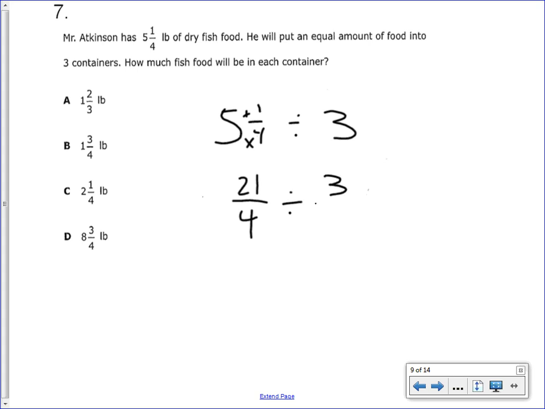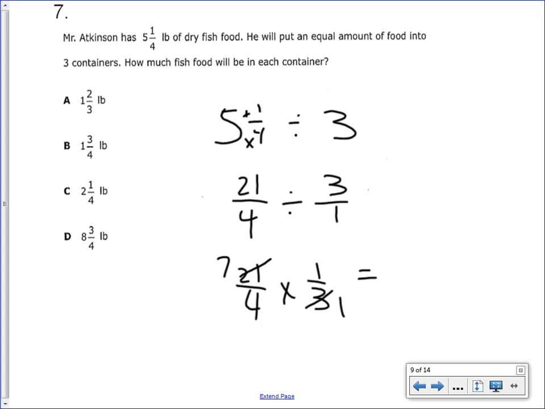And I'm going to make the whole number also into a fraction. When you're dividing fractions, you keep the first number the same, you change the sign, and you flip the second fraction. Now here I can cross-reduce because I have 3 and 21. They both share a common factor of 3. 3 divided by 3 is 1, and 21 divided by 3 is 7.